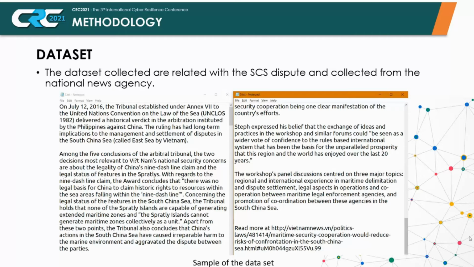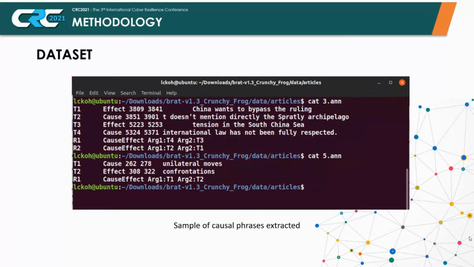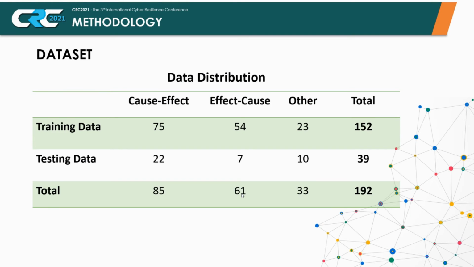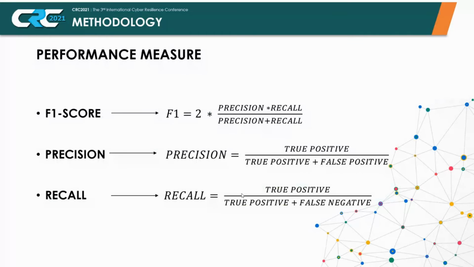So this is the dataset we collected that is related to the SCS dispute, and all of the data is collected from the National News Agency. And here is a sample of the causal phrase that we extracted from the news article. For the data distribution, 80% of the total data will become the training data, and the rest will be the testing data, which is 20%. The performance measurements used are the F1 score, precision, and also recall.